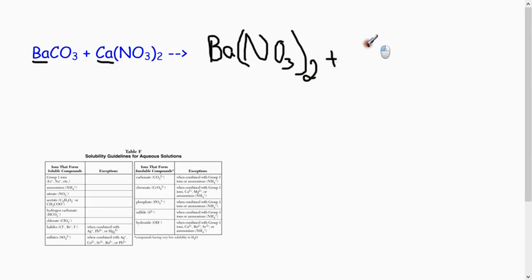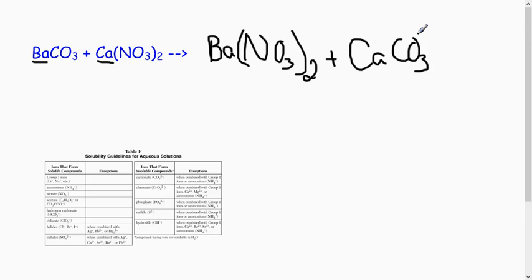Plus calcium ends up with the carbonate. Calcium is a +2 charge, carbonate is a -2, so I don't need any subscripts on that. Double checking for balancing, there's the same number on each side. This one ends up balanced with just coefficients of 1 on everything.